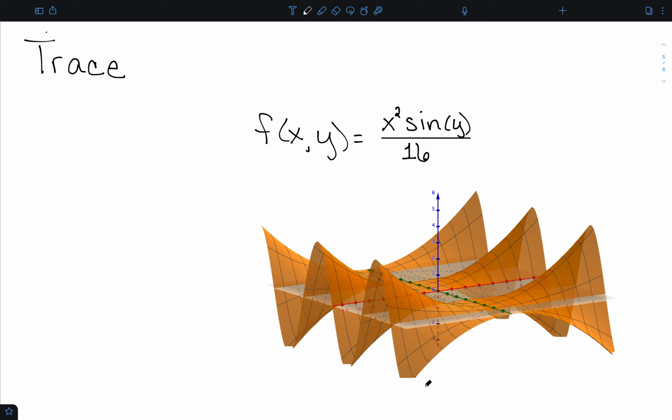Now I want to look at the trace of a function. For this, I'm going to consider this function here, f(x, y) equals x squared sine y over 16, and we can see the graph of this function.